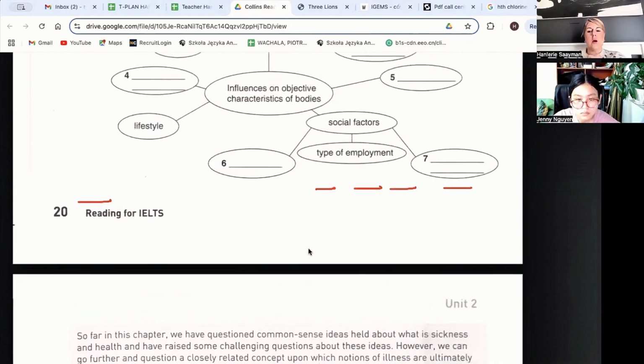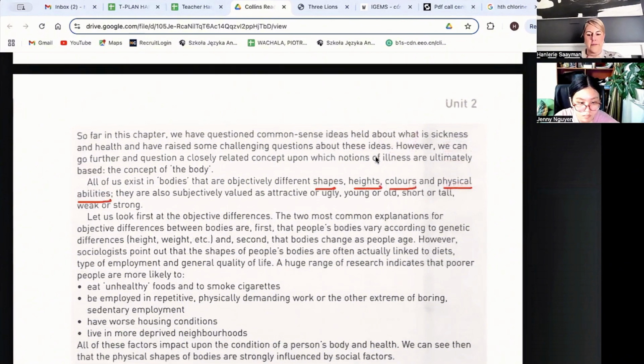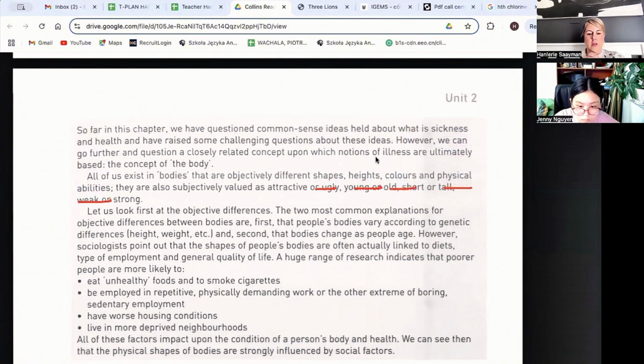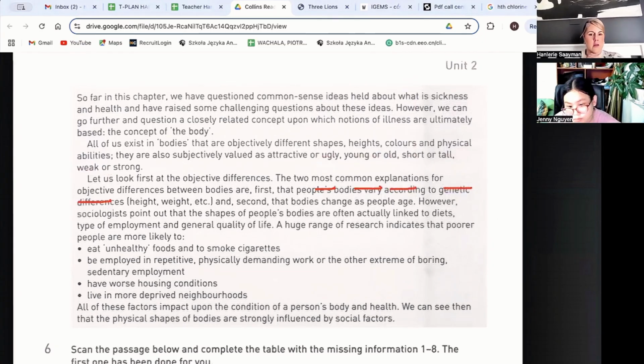And then the next one, what are the social factors? So we have type of employment. Which ones are number 6 and 7? Person, body, and health. Yes. Well done, Jenny. That was amazing.